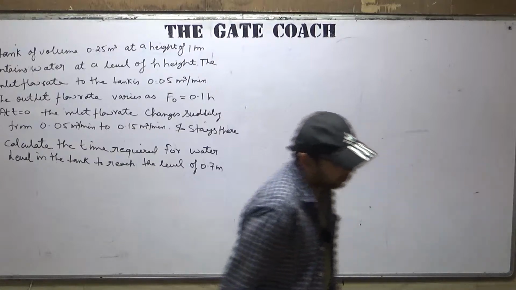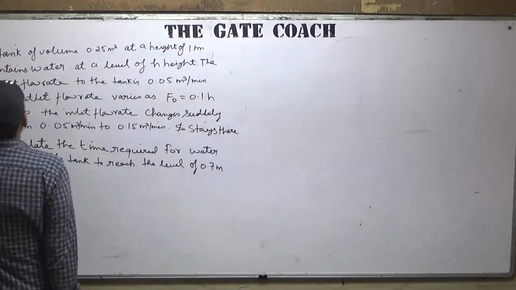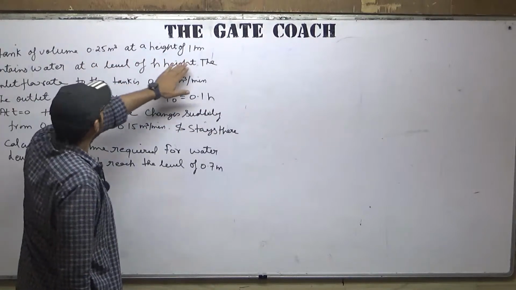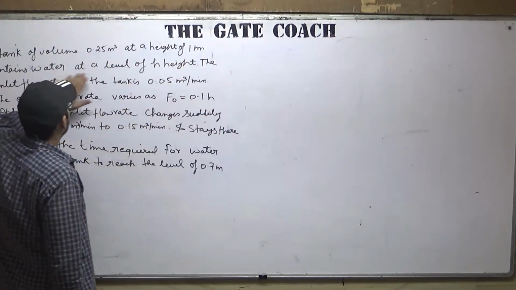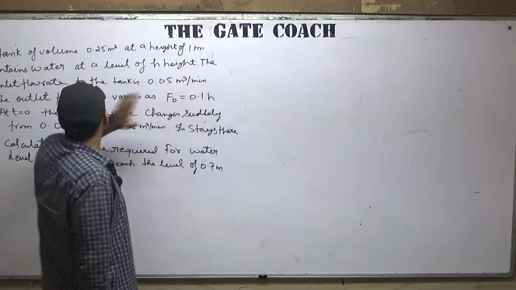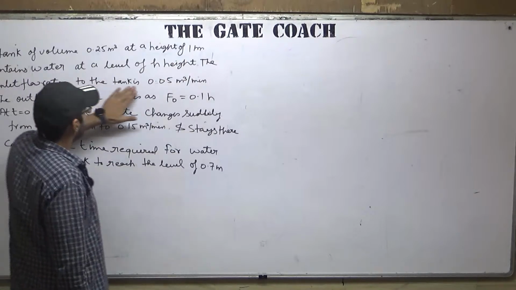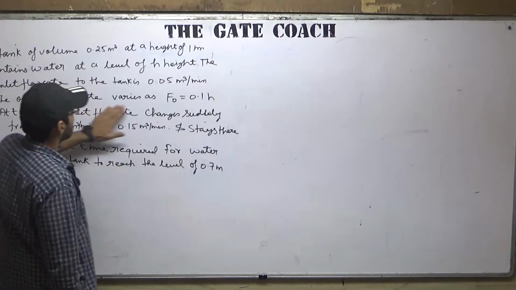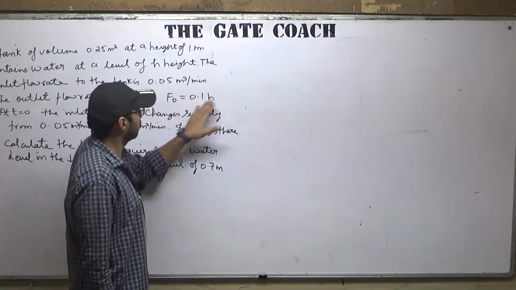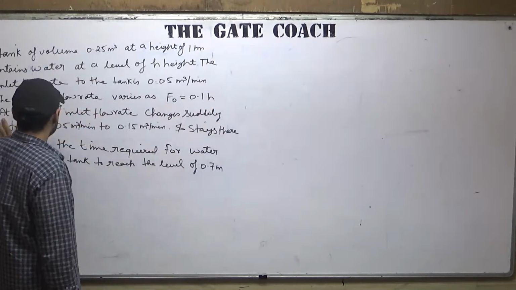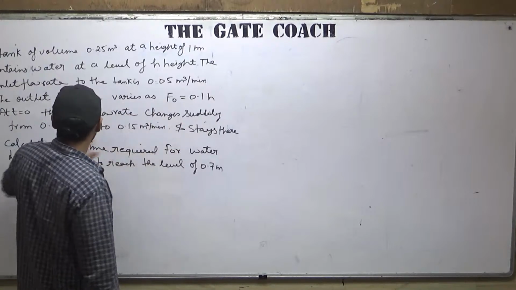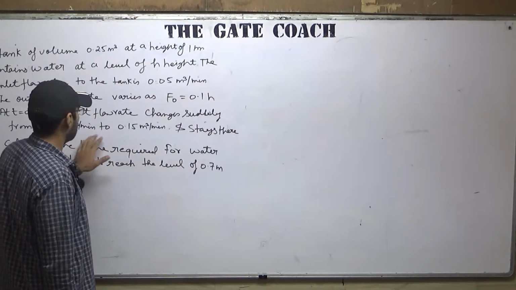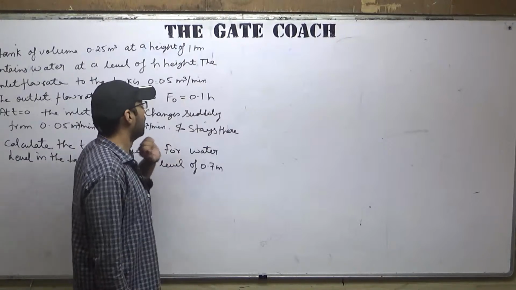Yes, water is at height 1 meter. A tank of volume 0.2 meter cube at a height of 1 meter contains water at a level of h. The inlet flow rate to the tank is 0.05 meter cube per minute. The outlet flow rate varies as F naught equals 0.1 h. At t equals 0, the inlet flow rate changes suddenly from 0.05 meter cube per minute to 0.15 meter cube per minute and stays there.